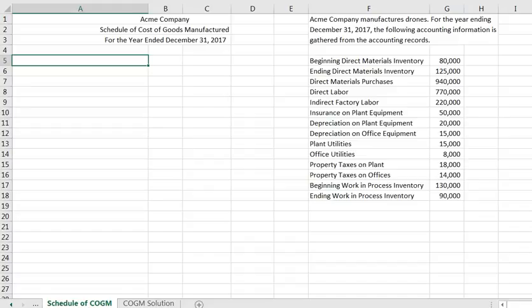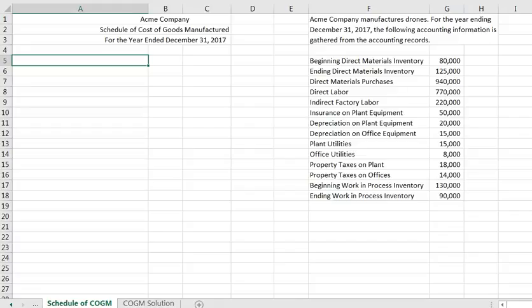Depreciation on plant equipment of $20,000. Depreciation on office equipment of $15,000. Plant utilities of $15,000. Office utilities of $8,000. Property taxes on plant of $18,000. Property taxes on offices of $14,000. Beginning work in process inventory of $130,000. Ending work in process inventory of $90,000.